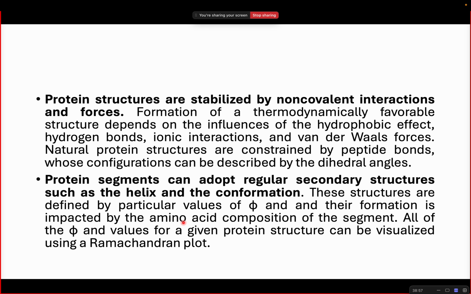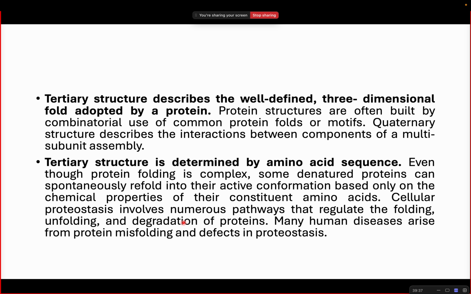Formation of a thermodynamically favorable structure depends on the influence of the hydrophobic effect, hydrogen bonds, ionic interactions, and van der Waals forces. Natural protein structures are constrained by peptide bonds whose configurations can be described by the dihedral angles. Protein segments can adopt regular secondary structures such as the helix and the beta conformation. These structures are defined by particular values of phi and psi, and their formation is impacted by the amino acid composition of the segment. All of the phi and psi values of a given protein structure can be visualized using a Ramachandran plot.